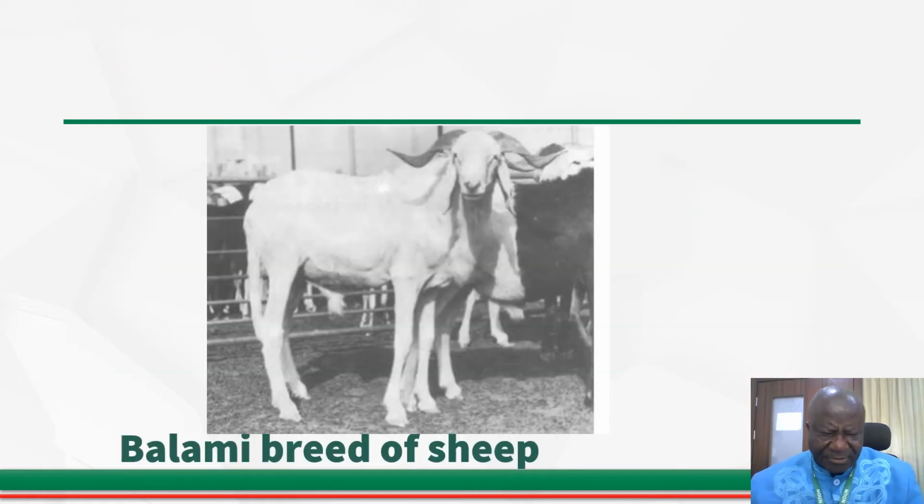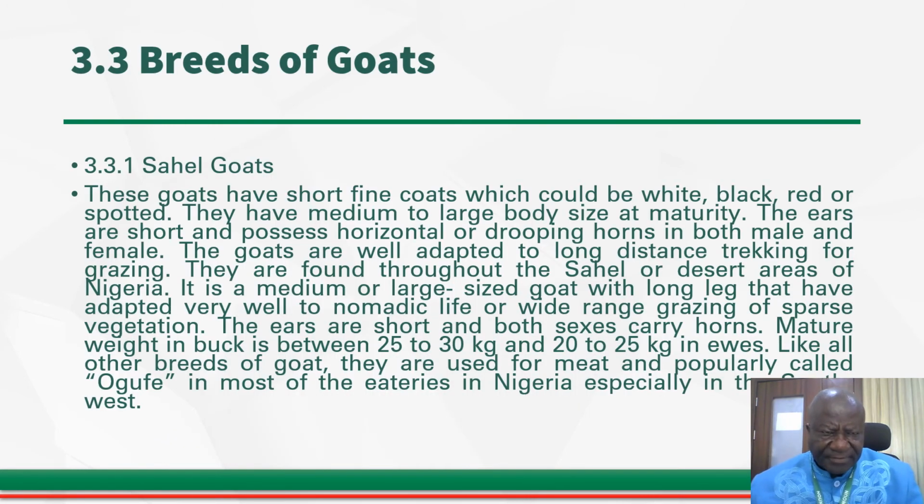This is a picture of a typical Balami breed of sheep. Breeds of goats: Sahel goats. These goats have short, fine coats which could be white, black, red, or spotted. They have medium to large body size at maturity. The ears are short and possess horizontal or drooping horns in both male and female. The goats are well adapted to long distance trekking for grazing. They are found throughout the Sahel or desert areas of Nigeria.